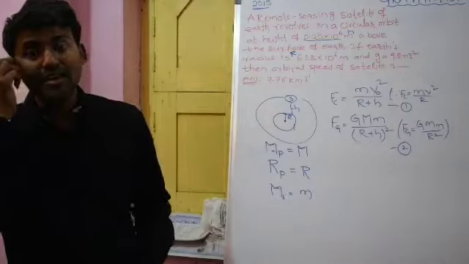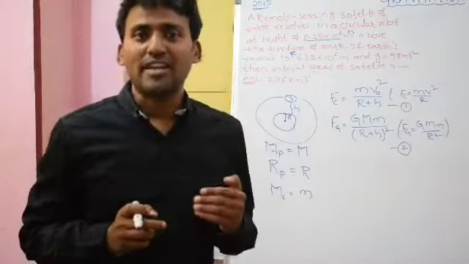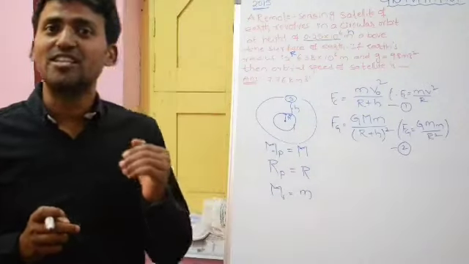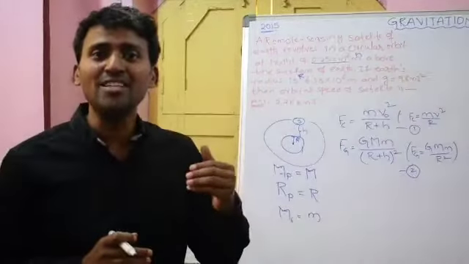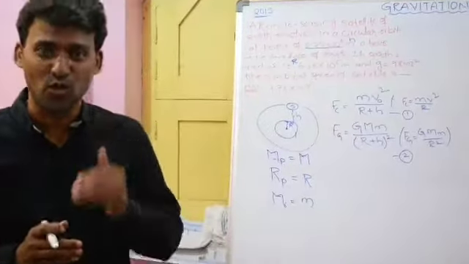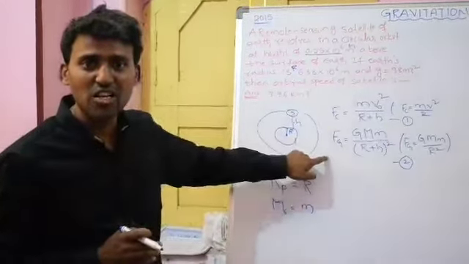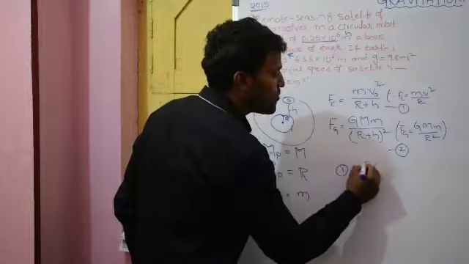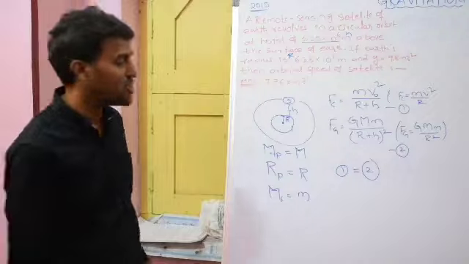I told you very clearly, when the satellite is revolving around the planet, it is because of the centripetal force only that it is revolving. The centripetal force is balanced by the gravitational force. For that purpose I am writing equation 1 is equal to equation 2.